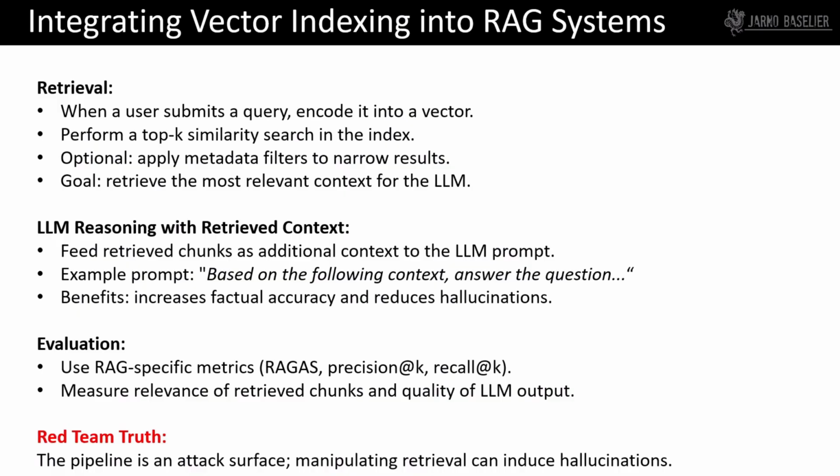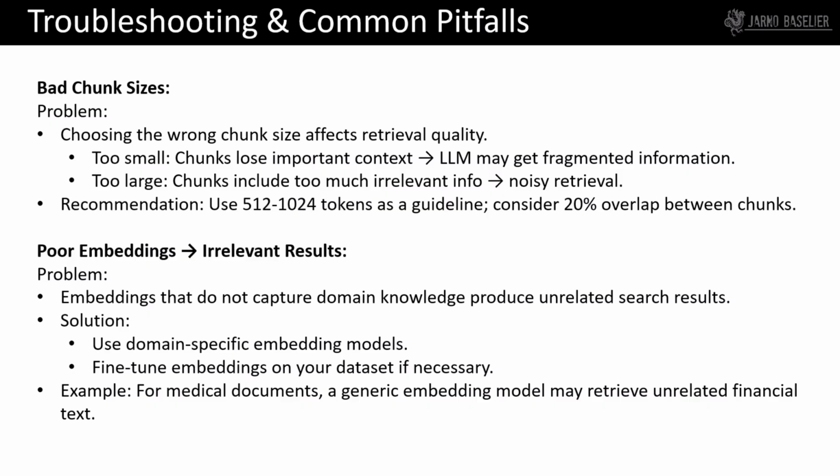And we have to evaluate all the things. Bad chunk sizes. Did we do this? We didn't do this, I guess. So bad chunk sizes, this is a problem. This is part of troubleshooting. Choosing the wrong chunk size affects retrieval quality. So if the chunk size is too small, then chunks will lose their important context and the LLM may get fragmented information. So it has a hard time making the right decision. And if chunks are too large, then chunks include too much irrelevant information.